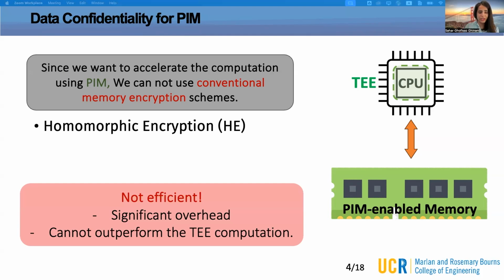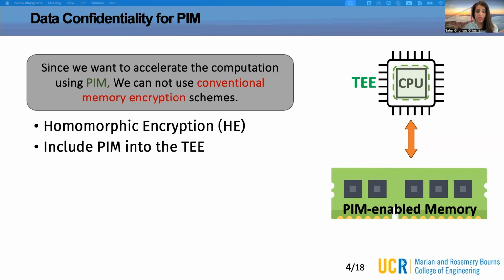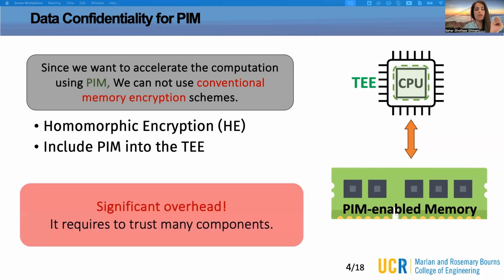So the alternative solution can be including the PIM in the trusted boundary. In that case, PIM can have access to the plain text securely. However, this requires the redesign of the PIM module, like introducing the root of trust and so many other changes. So again, the overhead here is going to be significant.